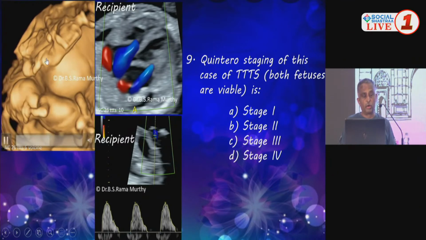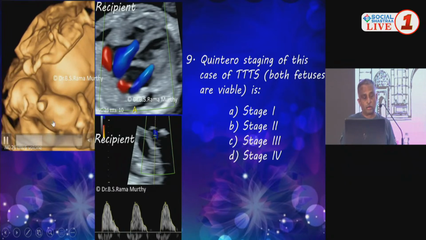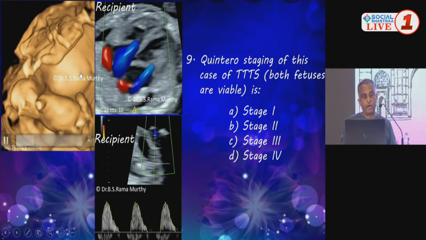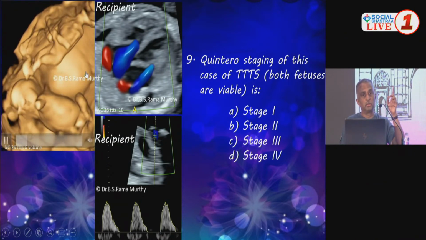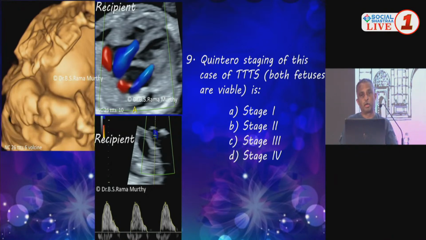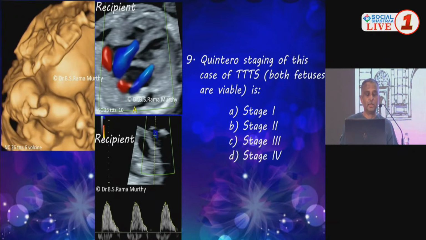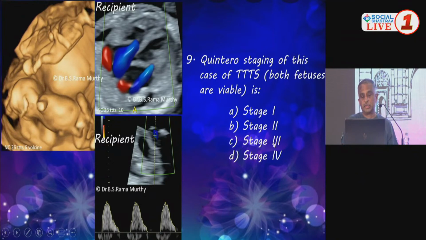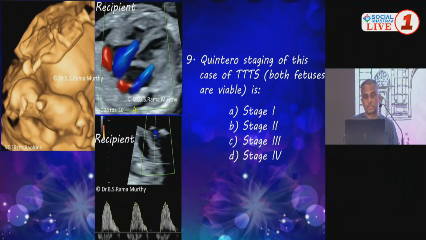That's the donor. The recipient, on the other hand, is larger, and it's got a lot of profusion of liquor here, polyhydramnios. So you have oligo-poly sequence. That is the sine qua non. You have to have that finding before you term it as TTTS, but because of the Doppler abnormalities, straight away it goes to stage 3, right? So I'm happy many of us have got it right.